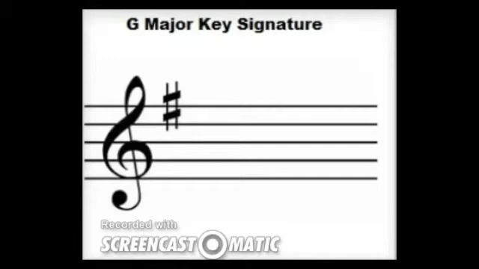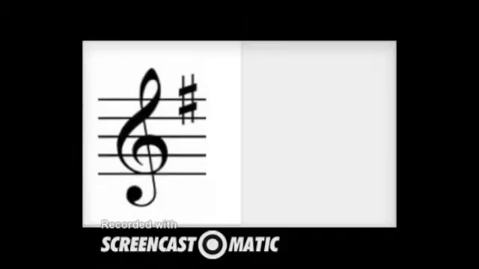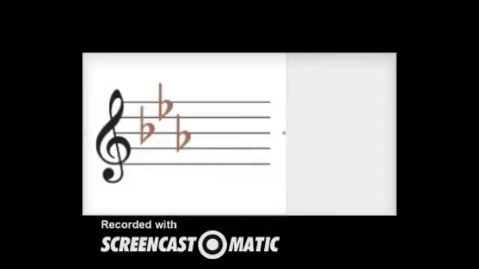Number 1, G major only has one sharp. You can also tell because when you look at the last sharp in a key signature, you can raise it by a half step and find the key. So in this case, the last sharp is F sharp, and a half step above that is G, so G major. Different concept: flatted key signatures.